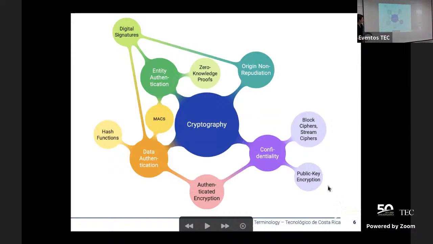Then it's also good to see what the goals of cryptography are and how we reach those goals. So in the middle we have just cryptography, and on the outskirts we have the goals. Maybe the first goal that most people think of regarding cryptography is confidentiality, which is basically encryption. With encryption you can hide something, so you can keep something secret or confidential. There are block ciphers and stream ciphers, which are symmetric, and asymmetric, which is the public key crypto.